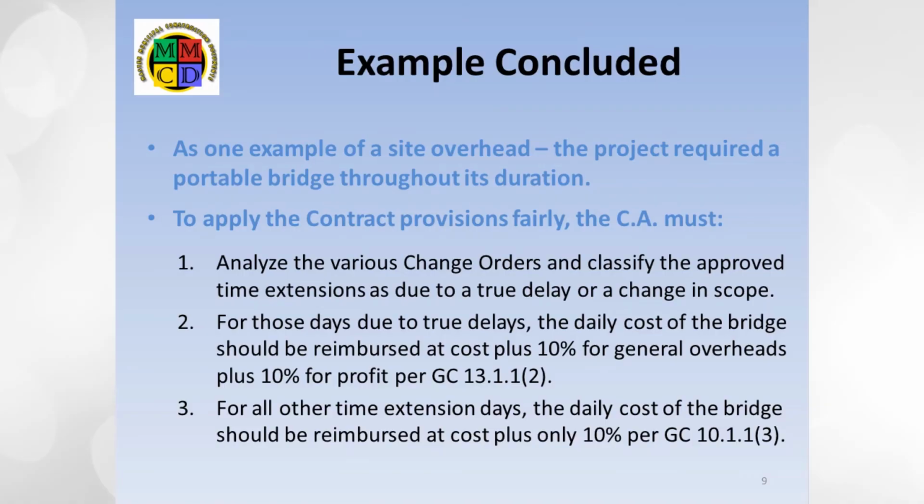In the example which generated this topic, the project required a portable bridge for most of the duration of the project. This was clearly a site overhead cost. It was specific to this project, but it was not tied to any specific work item. The CA's dilemma was to determine if the daily cost of this bridge was entitled to be marked up at 10% plus 10% as the contractor requested under GC 13.1.1, or, since the work had been done under change orders, priced by force account, simply at 10% per GC 10.1.3 as materials required for the performance of the work.